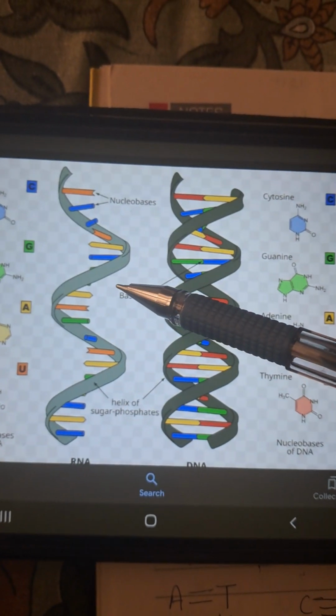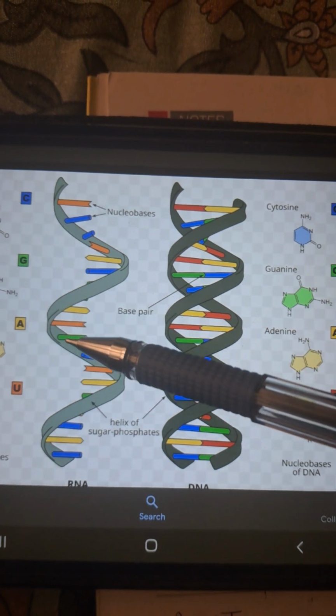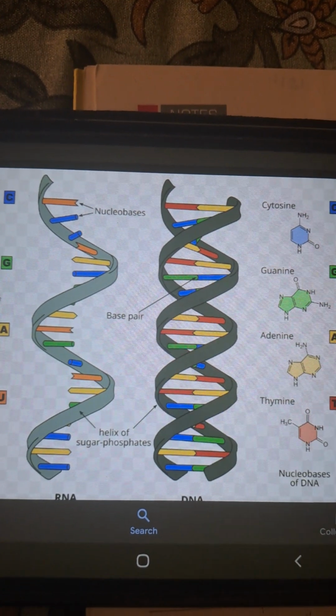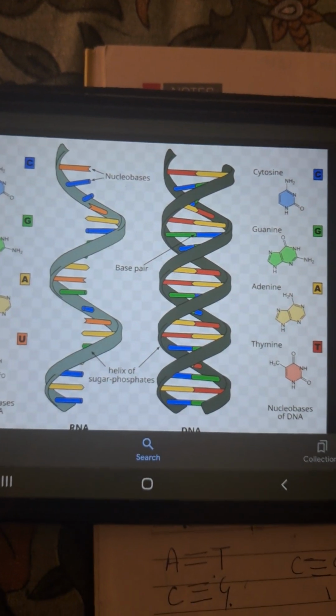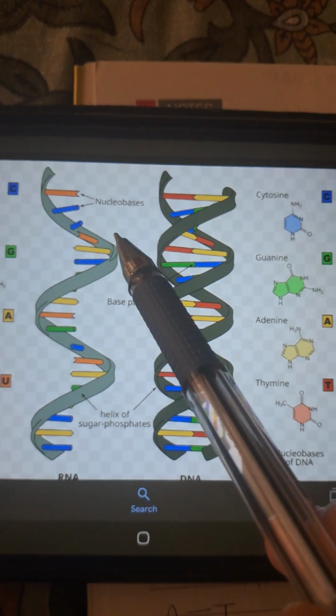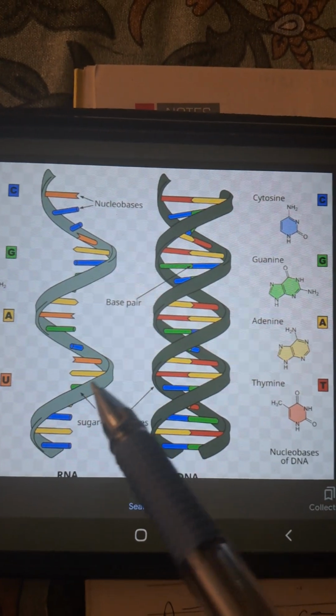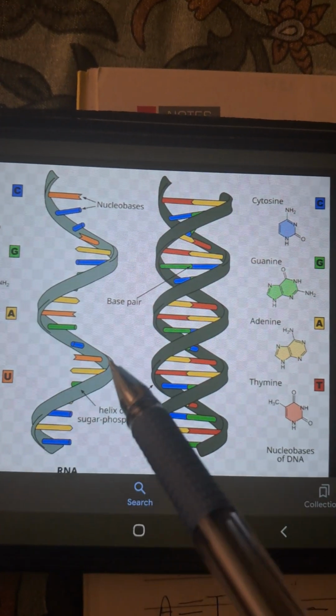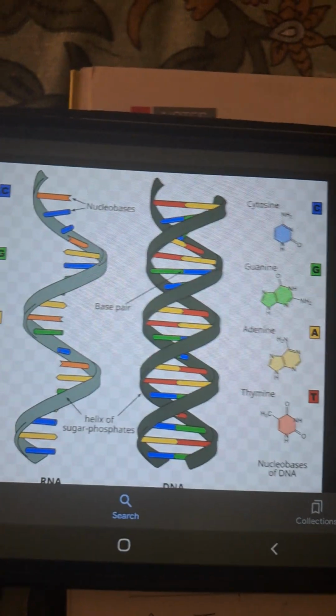But in case of RNA, that is ribonucleic acid, it consists of only a single helical structure. You can see that it consists of only a single helical structure.